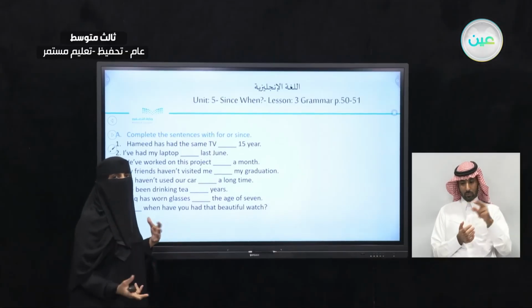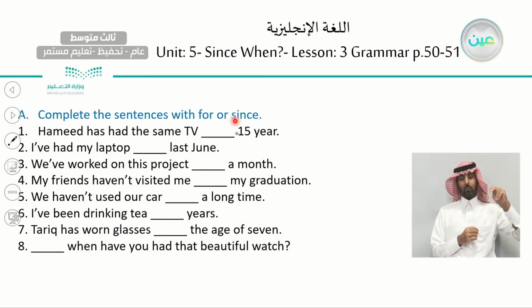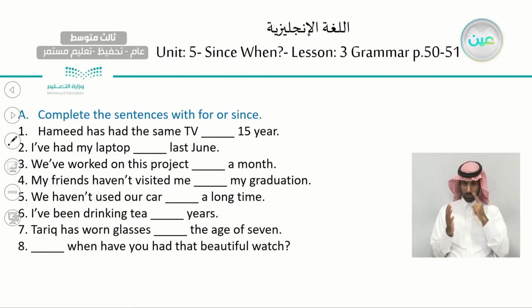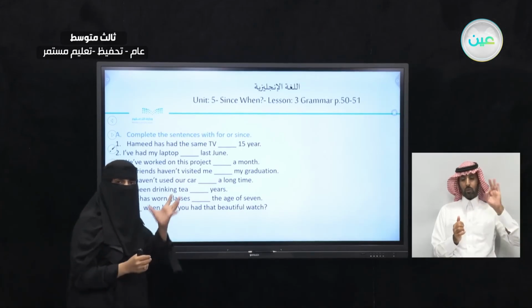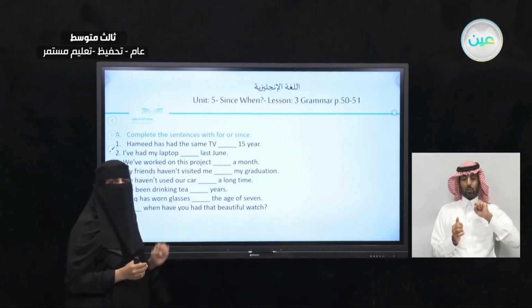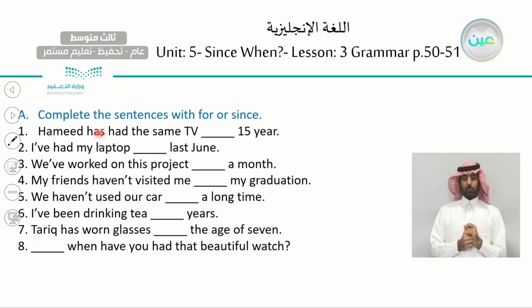When do we use for and when do we use since? Complete the sentence with for or since, okay? Read it. If you see a duration, you can write for. If you see a specific time, you write since, okay? So for the first one, Hamid has had the same TV 15 years. Which one are we going to use?